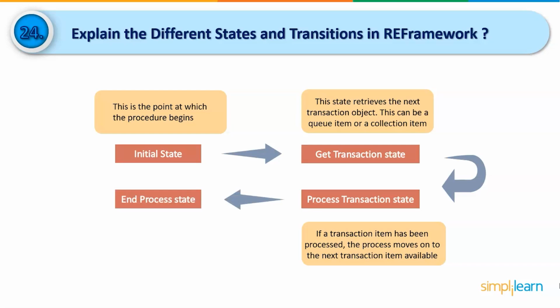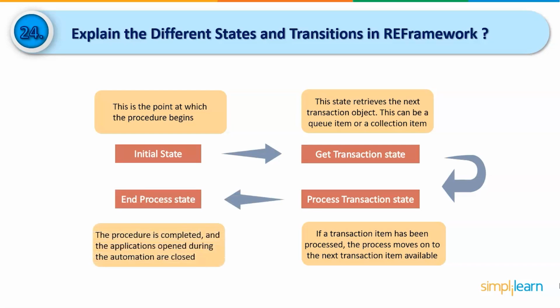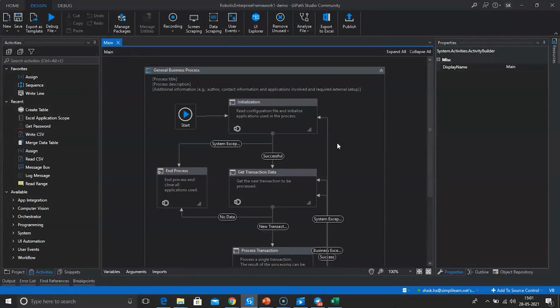End process state. The procedure is completed and the applications opened during automation are closed in the end process state. Let's jump into the UiPath Studio and see the different transitions in Robotic Enterprise Framework. So this is the Robotic Enterprise Framework.